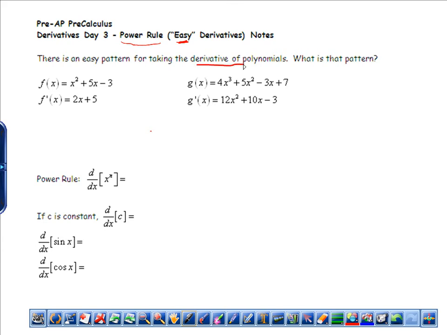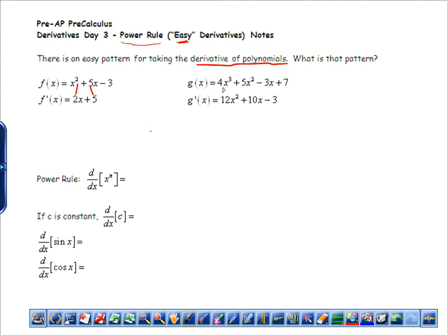Now this really only works on polynomials. We're going to have to use other rules for other types of functions. Okay, so let's look at a function and its derivative. X squared plus 5x minus 3, its derivative is 2x plus 5. Now, if you notice the 2 from right here and the 5 from right there. So let's see if we can extend this pattern.